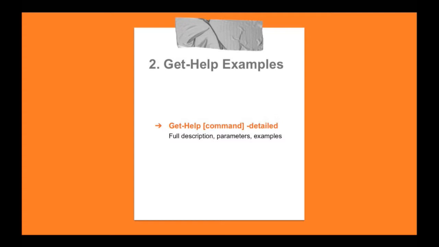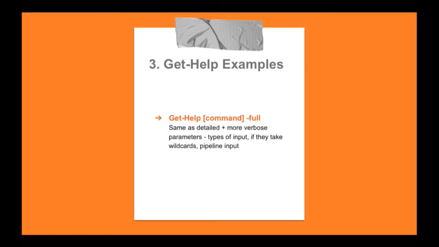So it'll show you a full description of the command, what the command does, the parameters that it'll accept, and then again, it'll also include examples. Full will give you the same thing, but it'll be more verbose about it. It'll tell you the types of input, if it accepts like a true, false, yes, no, if something's required, if something's not. It'll give you a little bit more details about the command. If they take wildcards, as you get a little more advanced, you can do input pipelining, so you can do a lot of those cool one-liners. It'll kind of tell you a little bit about that command and what it'll do.